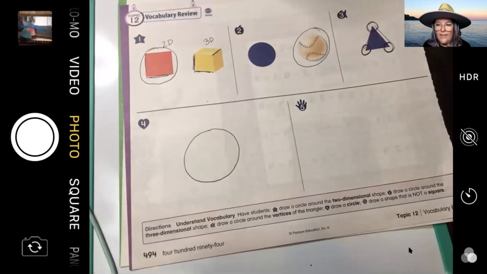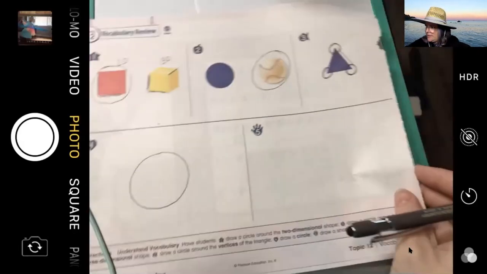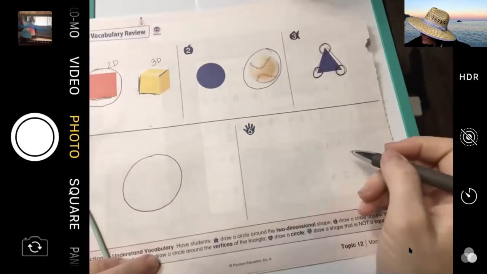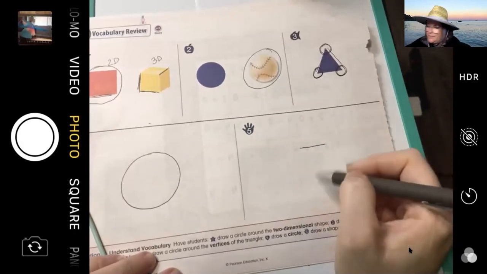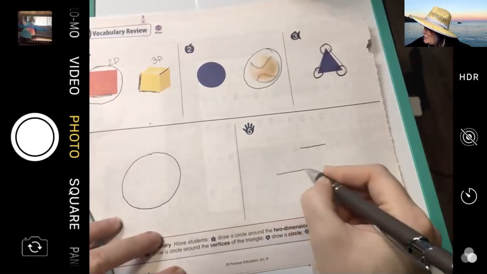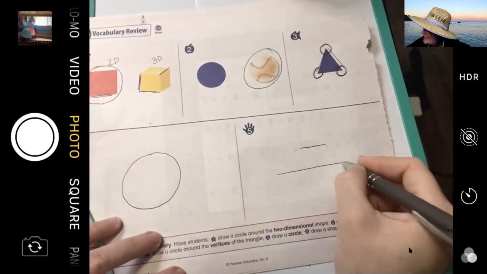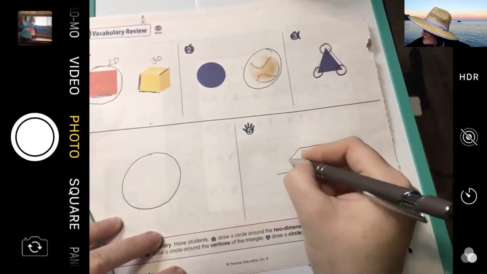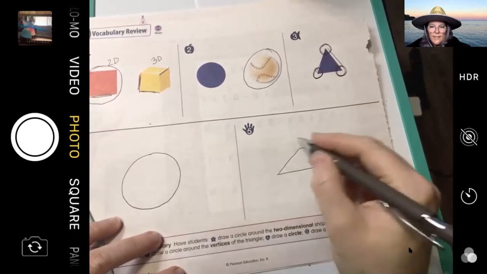Now number 5, it says draw a shape that is not a square. Any shape you want that's not a square. I think I'm going to draw a trapezoid. I love trapezoids. Trapezoids, they have a short top and a long bottom, or sometimes a long bottom and a short top. And then those two are connected. And they almost look like a triangle with the top cut off.